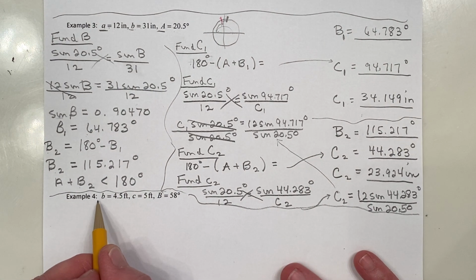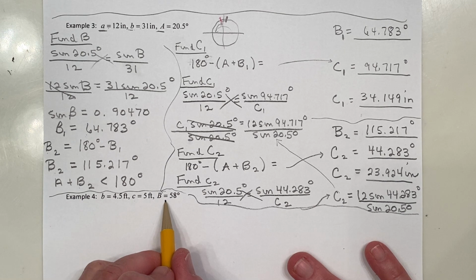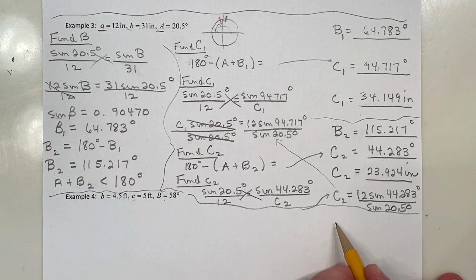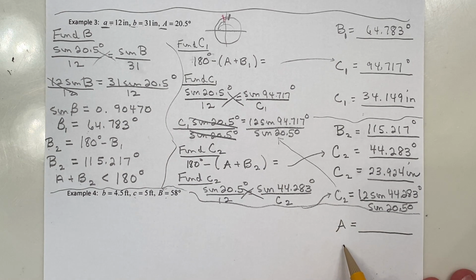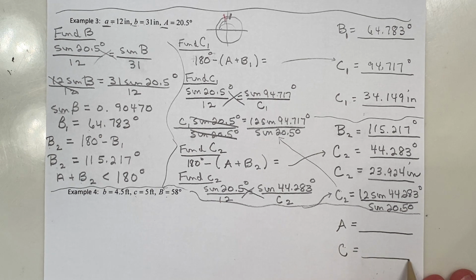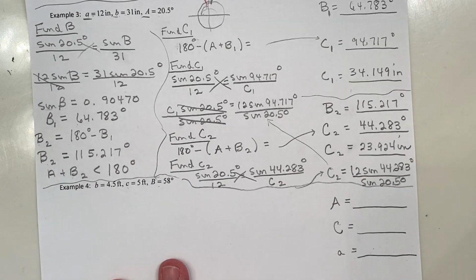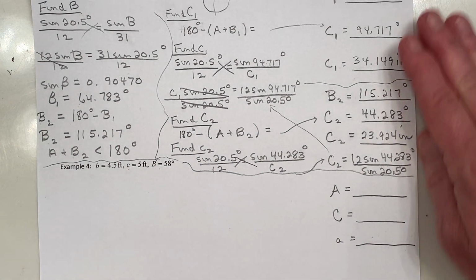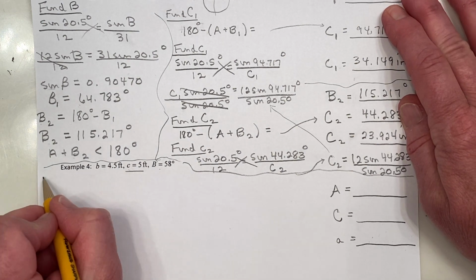Example 4, I'm given sides B and C with angle B. So the first thing I'm going to find is angle C. So I'm going to come over here and list what I'm finding. I'm finding angle A, angle C, and side A. Let me leave a little bit of room because I might have a second triangle, but I won't know until I check the supplement over here. So let's find angle C.